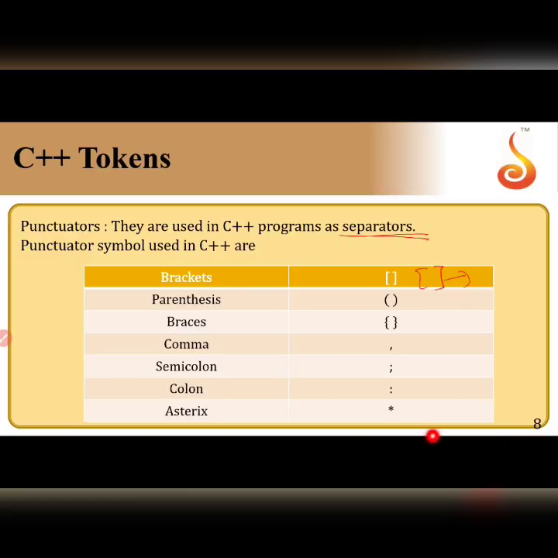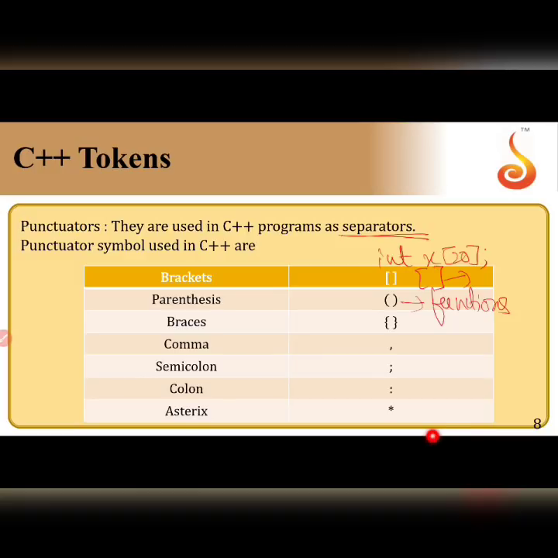For example, int x[20]. So what do you mean by that? That means I have an array x which holds a maximum of 20 integer values. So these brackets are always used to declare the size of an array. Next is parenthesis, which is always used with functions, in which you will write the parameter or the argument list.